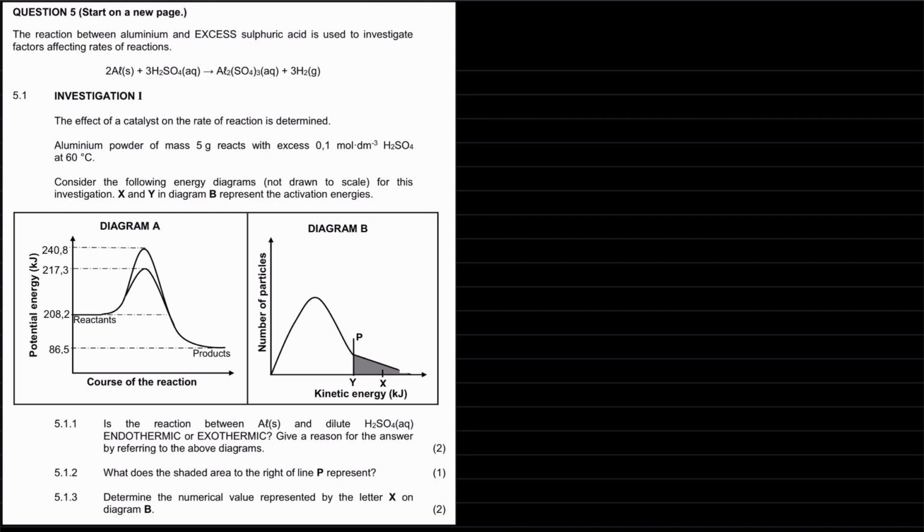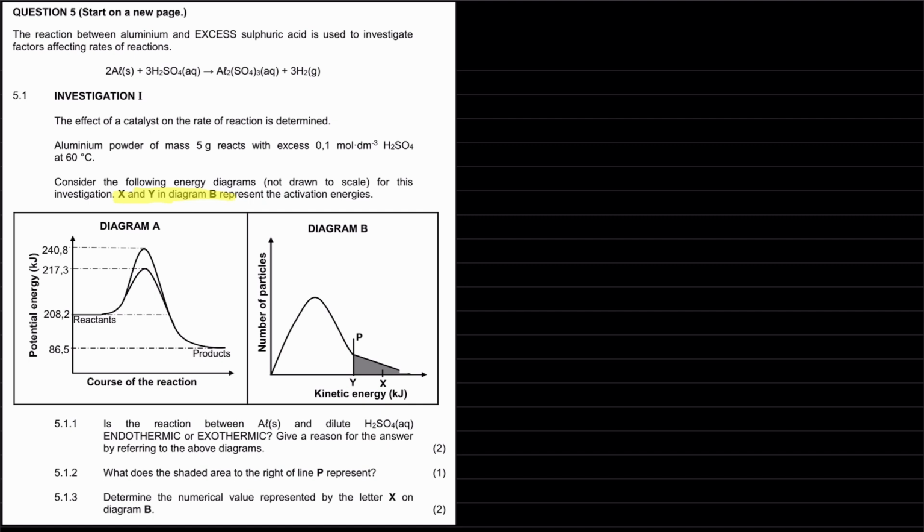Okay, so they tell us that X and Y are the activation energies. Let's just make a note of that because it's going to be important. 5.1.1, is the reaction between aluminium and dilute H2SO4 endothermic or exothermic?